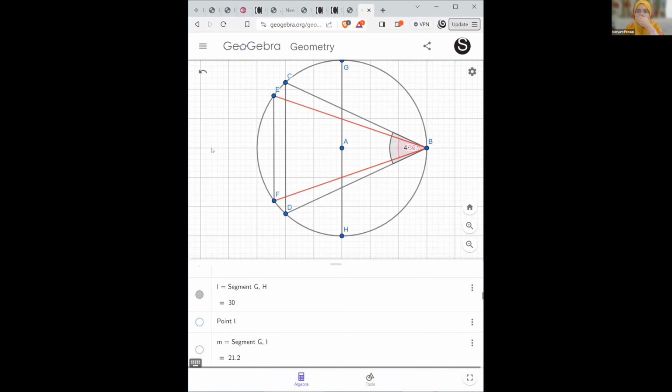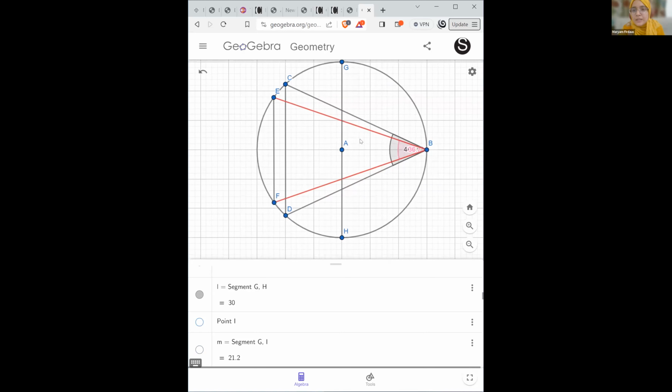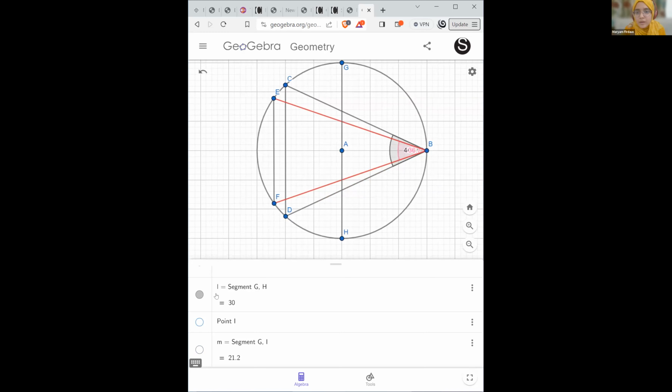Okay. Can you see this chord? Let me change its color. The blue chord, EF. Can you see the blue chord, EF? Yes, ma'am. Look at the angle subtended by EF. It is 36 point something.